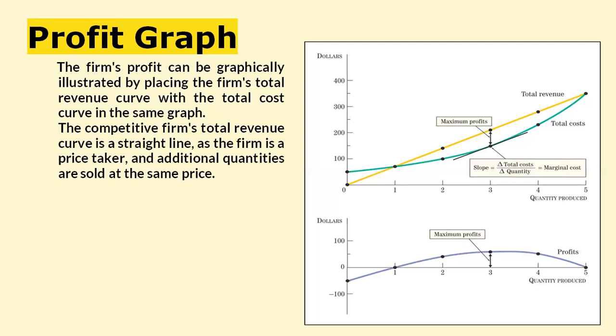The competitive firm's total revenue curve is a straight line, as the firm is a price taker and additional quantities are sold at the same price.